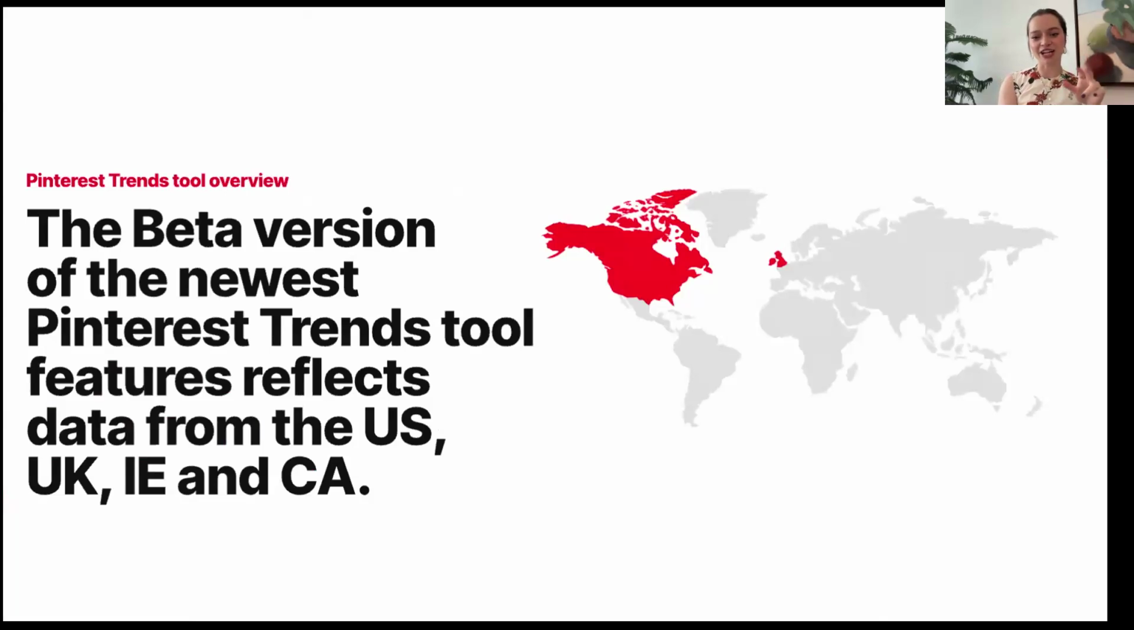And before we go further, I just want to clarify the market availability for the beta version of the Pinterest Trends tool. While the newest tools like the shopping trends, trends in the spotlight, and editor's picks are currently only in open beta for US, UK, Ireland, and Canada, the core search trends features are widely available in over 40 global markets.